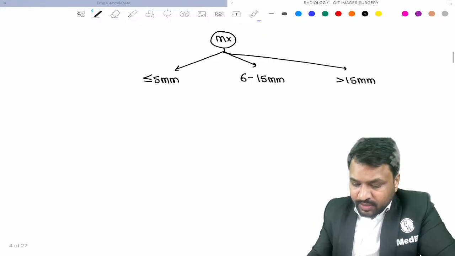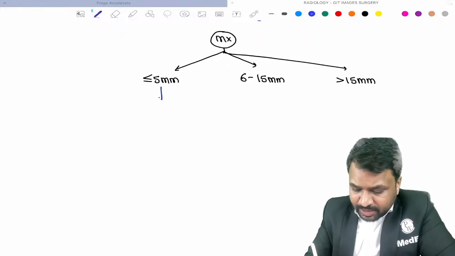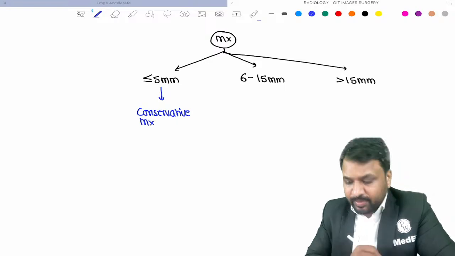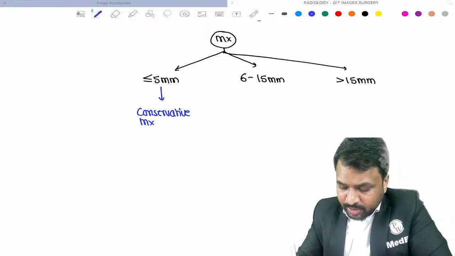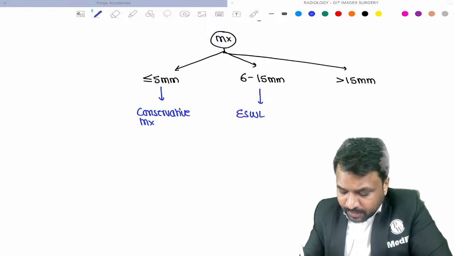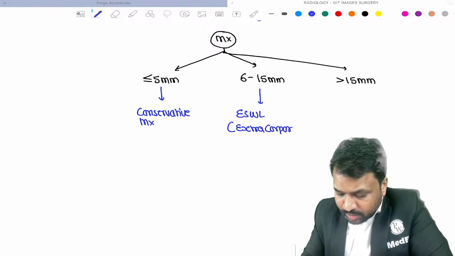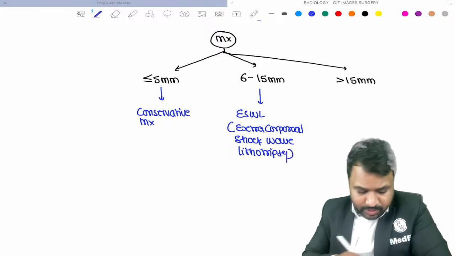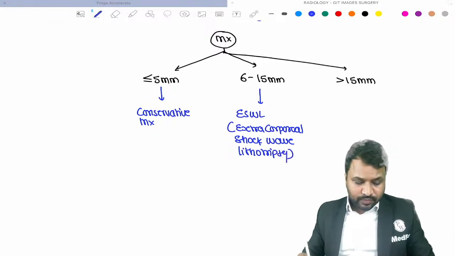If the size of the stone is less than 5 millimeters, then we will go ahead with conservative management. If it is between 6 to 15 millimeters, then we will go ahead with ESWL. ESWL is your extracorporeal shock wave lithotripsy.